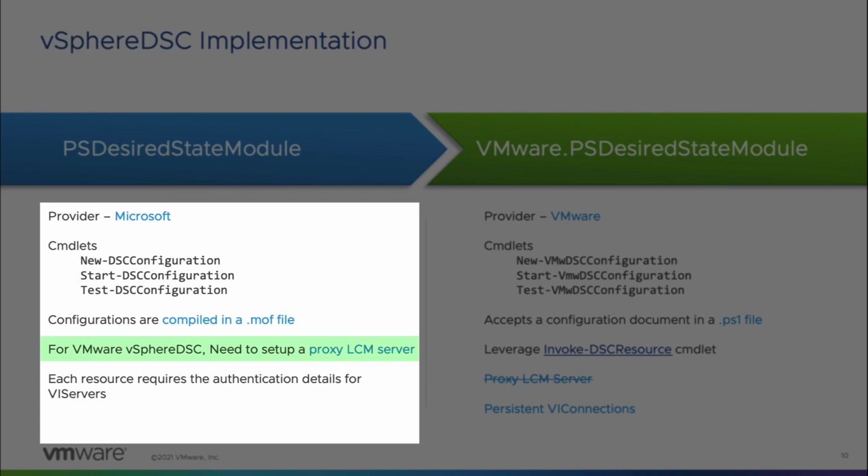This proxy LCM server is basically a Windows server which will receive the DSC configuration on behalf of vSphere endpoints such as vCenter and ESXi host and creates a VI session to ensure that the vSphere environment is configured as per the desired state. The Microsoft provided PS desired state configuration module compiles the configuration in a MOF file and executes this particular MOF file with the help of the local configuration manager. This particular approach clearly creates some operational overhead for us in order to execute the DSC resources on vSphere.